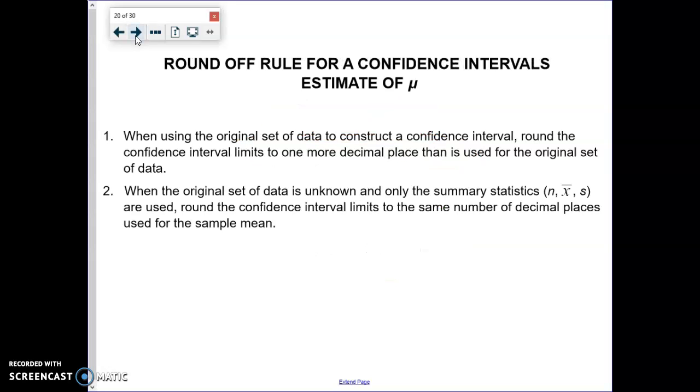Now, some round-off rules. Just as when we had class, I'm not too concerned about this, but you may have some professors at college that are. Basically, you round your upper and lower confidence limits to one place past what the original data set was. So if your original data set was whole numbers.